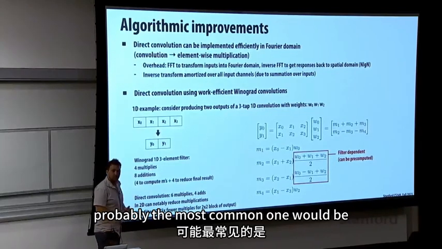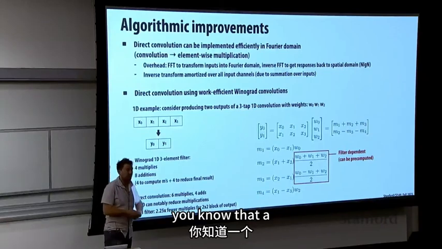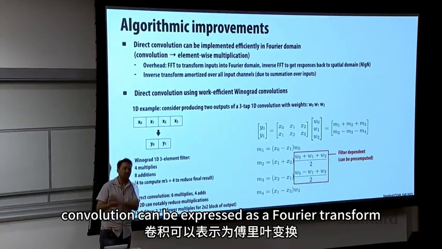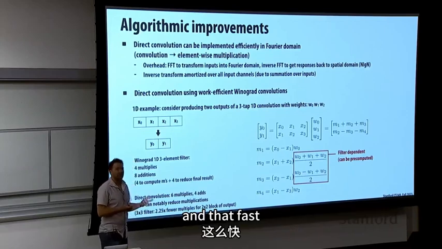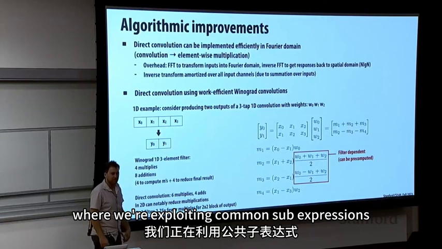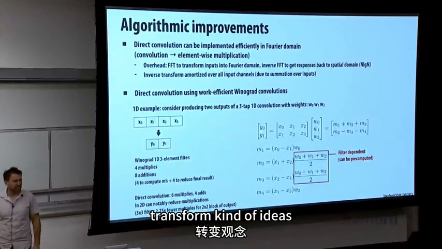Probably the most common one would be, for those of you that are from EE or know anything about signal processing, you know that a convolution can be expressed as a Fourier transform, a basic pointwise multiplication, and a Fourier transform back. And that fast Fourier transform is basically employing techniques like this, where we're exploiting common sub-expressions to remove work. So you can think about this as applying Fourier transform kind of ideas.